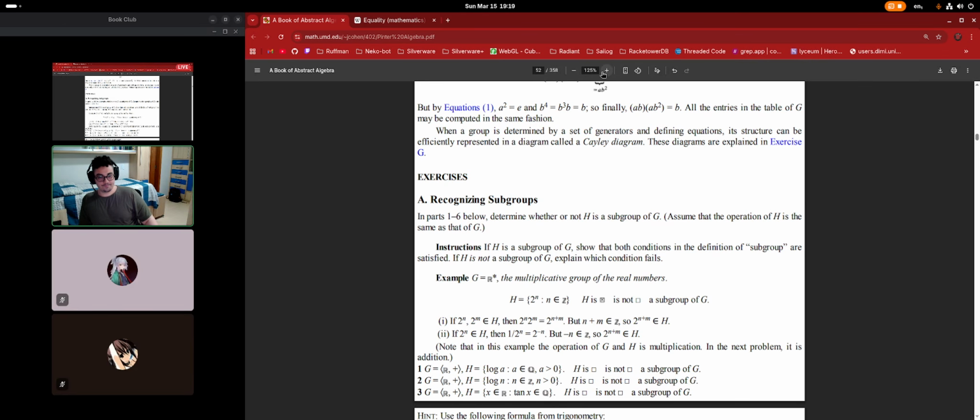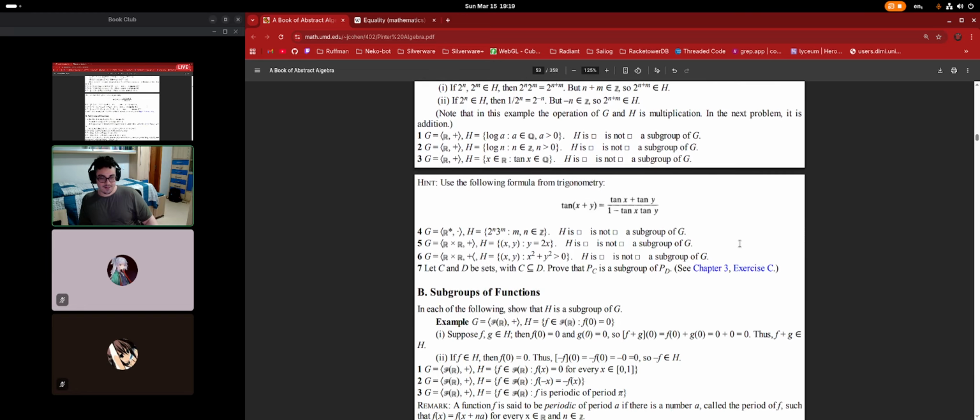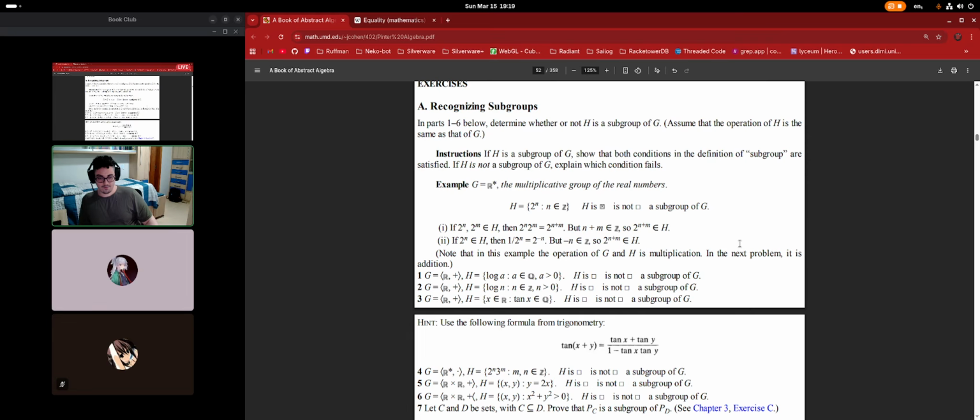Okay, so exercises. Which exercise do you guys think we should go for? I think Group A is pretty interesting, and Group B is mostly kind of boring.